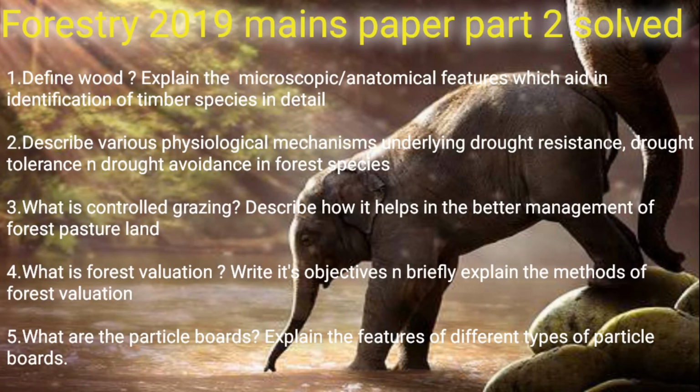Coming to the third question, what is controlled grazing? Describe how it helps in the better management of forest pasture land. Controlled grazing includes any system in which the producer controls the grazing pattern of the cattle. It is known by many names such as rotational grazing, intensive grazing, and strip grazing.